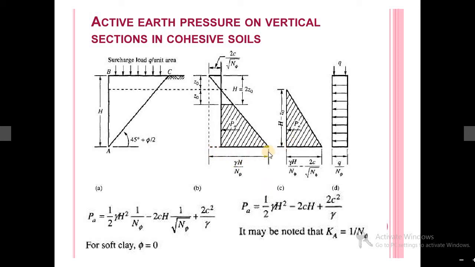cohesive soil. So here this is the total pressure which is gamma h upon Nφ, and it is a combination. Now this is the positive pressure up to this part, and this is the negative pressure. So we can compute this Z0 as well. By using the total pressure Pa is equal to 0, we can compute this Z0, and by using this term we can find out the Hc, which is the critical height to be provided for the tension crack zone. And obviously if it is a surcharge load, then q is the intensity of the surcharge. In that case q upon Nφ will be the total pressure acting on the retaining structure.